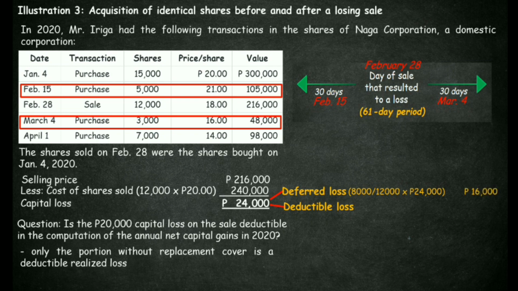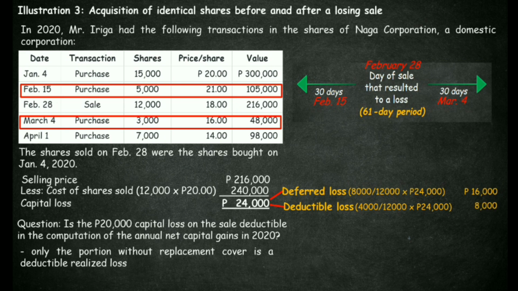For the deductible loss, it will be 4,000 shares divided by 12,000 shares. Saan galing yung 4,000 shares? Ito yung shares na walang cover-up. So, ilan ba yung shares na binenta? 12,000. Ilan yung shares na replacement? 8,000. Yun yung 5,000 plus 3,000. So, 12,000 minus 8,000, that is 4,000. And then, we divide it with the number of shares sold, which is 12,000. And then, minultiply natin sa capital loss of 24,000 pesos. So, yung deductible loss natin is 8,000 pesos.